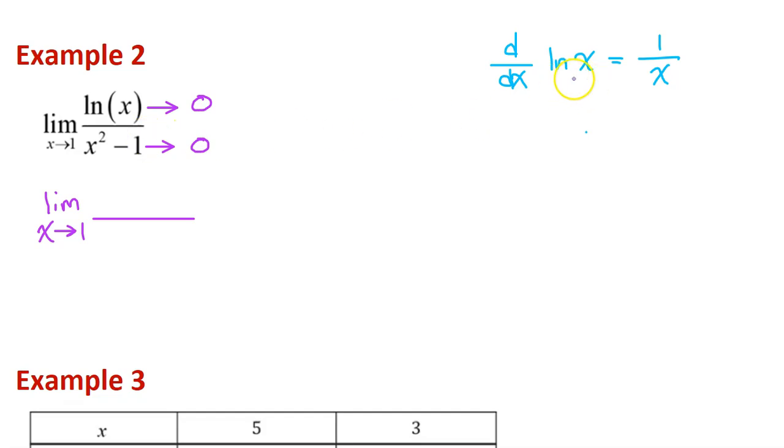So let's do that. Here's a memorized rule for your flashcards. The derivative of natural log x equals 1 over x. So in the numerator we have 1 over x. The derivative of x squared minus 1 is 2x. Let's do direct substitution again and see what we get. In the numerator, if we plug in 1 right here, we have 1 over 1, which is 1. In the denominator, if we plug in 1 right here, we get 2. 1 over 2 is 1/2. So that's the limit.